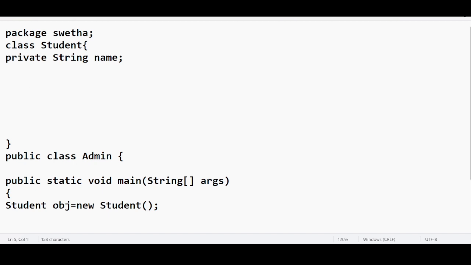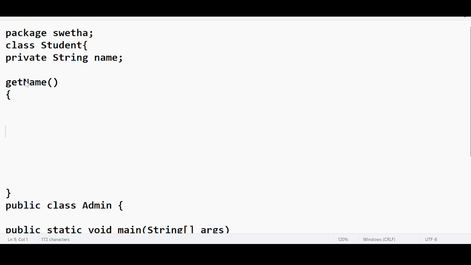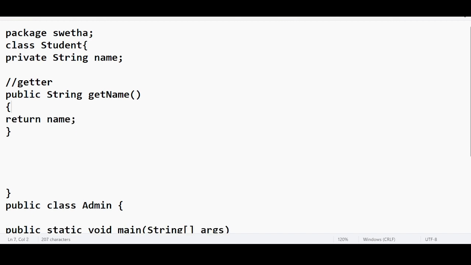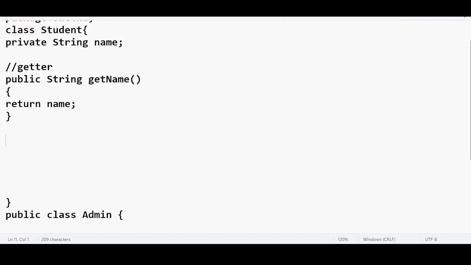What I can do, I can create a name of a method like get name. Then name. It should be string type, not void. I am just making a getter method, sorry, getter method, right? So return should be there. Return name. Okay. Setter method. So this is correct, no?